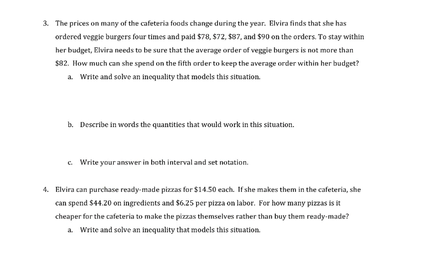The prices on many of the cafeteria foods change during the year. Elvira finds that she has ordered veggie burgers 4 times and paid $78, $72, $87, and $90 on the orders. To stay within her budget, Elvira needs to be sure that the average order of veggie burgers is not more than $82. How much can she spend on the 5th order to keep the average order within her budget?